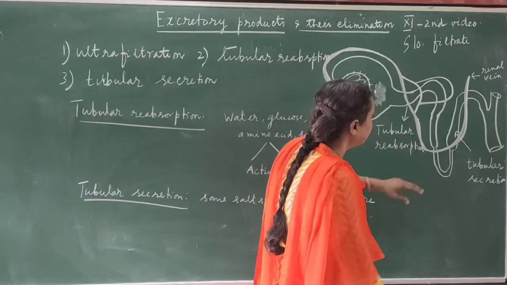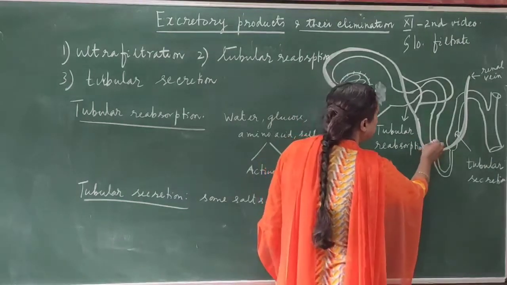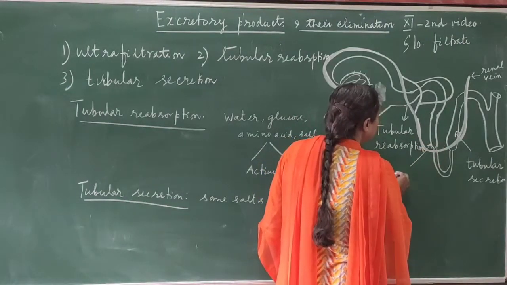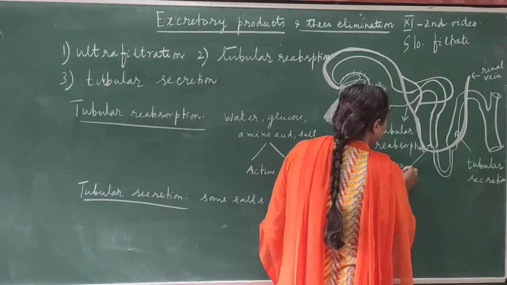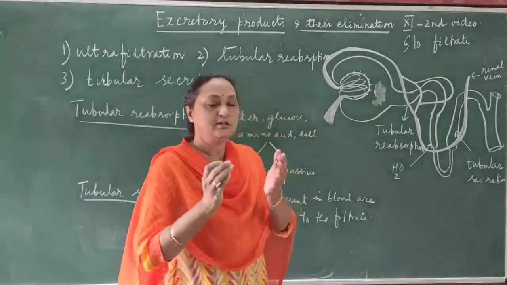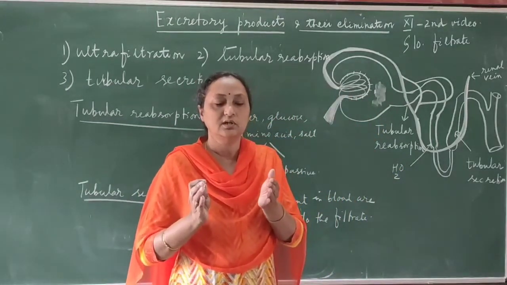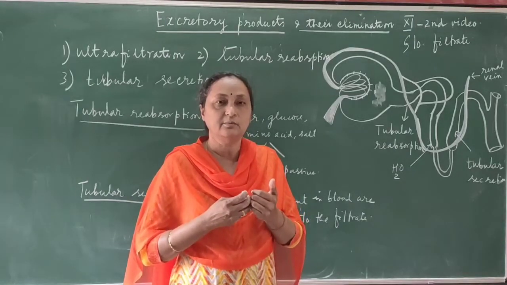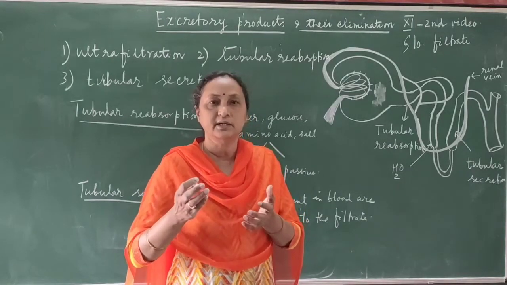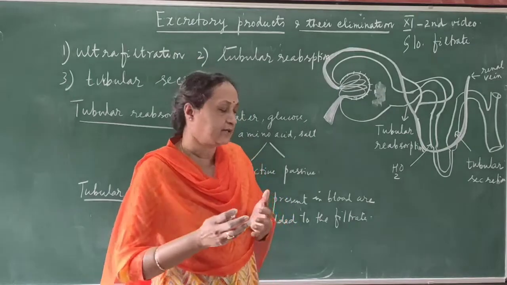And here also you can find this part of the tubule. This is the proximal part of the tubule. Here maximum water is absorbed, because there are different parts of the tubule which are responsible for either absorbing different compounds or for giving out different compounds. So the role is also different.